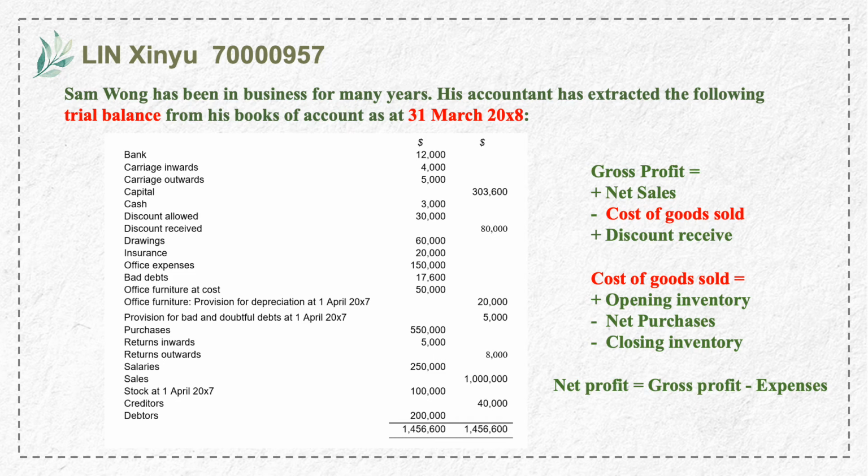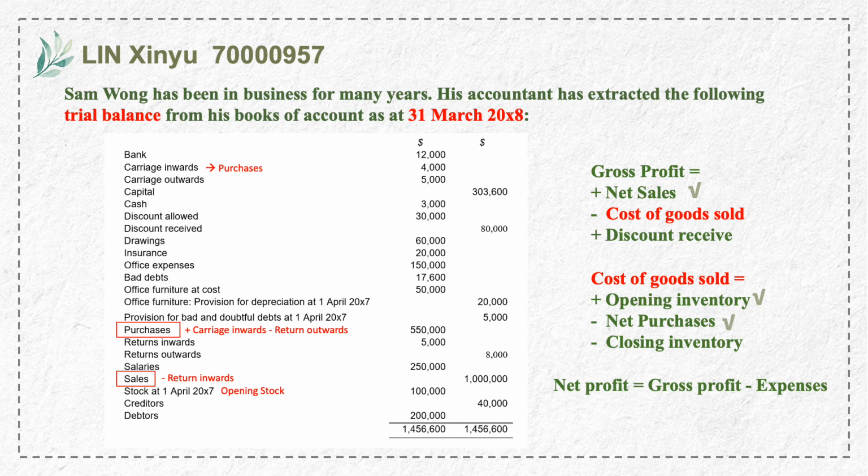The right-hand side is the formula for the income statement. Gross profit equals net sales, and the sales is here, but we should minus returns inwards to get the net sales. And the cost of goods sold equals opening inventory, which is here, plus net purchases. Purchases is here, and carriage inwards belongs to purchases. So we should use purchases plus carriage inwards and minus returns outwards to get the net purchases.